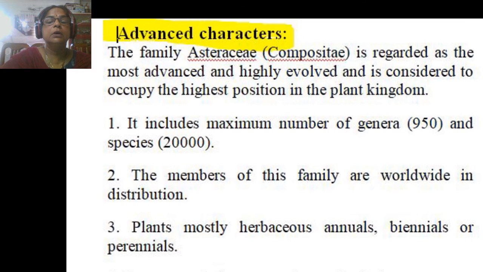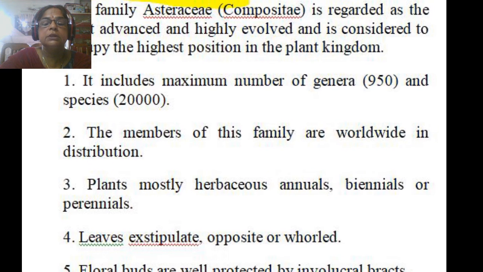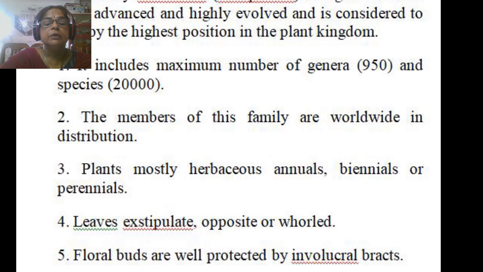This Asteraceae family is the most advanced family of the angiosperms, and it is considered the highest position in the plant kingdom. In this family, as you know, the number of genera is 950, and the species are more than 2000. The members of this family have worldwide distribution. Everywhere in the world you can find the plants of this family. Mostly the dominating habit is herbaceous. This herbaceous habit is annual, biennial or perennial.